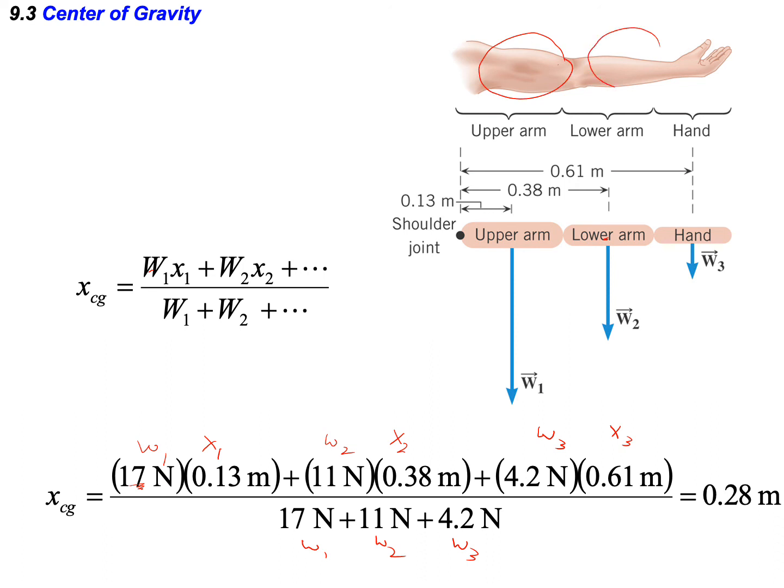So basically we split the arm into 3 sections. Here, here, here. Each has a weight. If you consider one arm as one unit, the center of gravity is 0.28, so it's somewhere around your elbow. This is 0.28 from the shoulder joint. So this is the weight of the entire arm, 0.28 from your shoulder joint. That's the center of gravity.